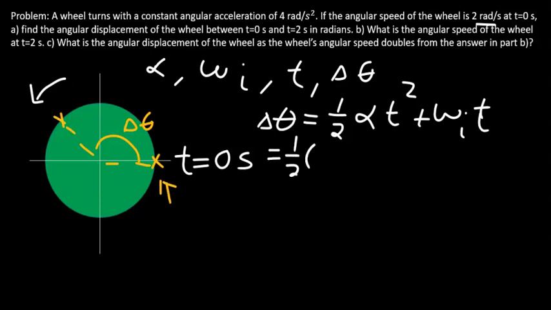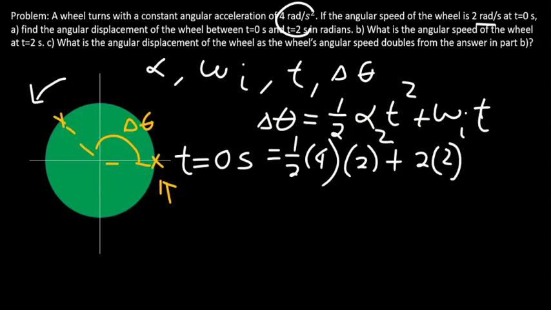Alpha is 4, that's given right there. t is 2 seconds, so you have to take the square of that. Omega i at t equals 0 is also 2, so 2, and t is 2. And you will get 12 radians as an answer for part A.